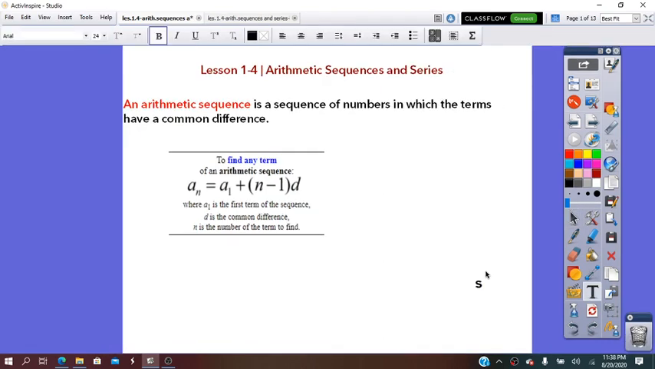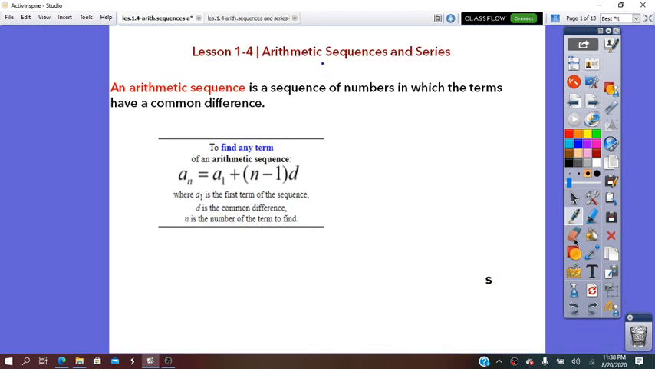Hello everybody. Our lesson for today is arithmetic sequences and series. First of all, let's see what that is. What does the word sequence mean? What is a sequence?